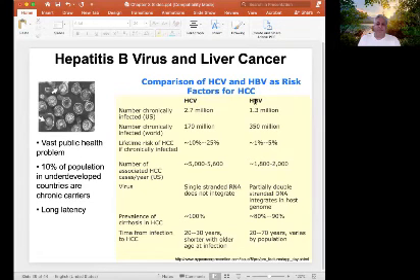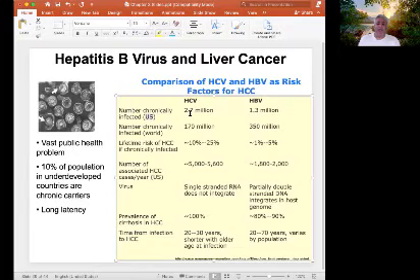Hepatitis C versus hepatitis B. So in the United States, we have about 3.5 million people infected by both these types. And around the world, you can see the numbers are the opposite. There's more hepatitis B than there's hepatitis C. The average lifetime risk is about 10 to 20% of developing liver cancer from hepatitis C, and only 1 to 5% for hepatitis B.